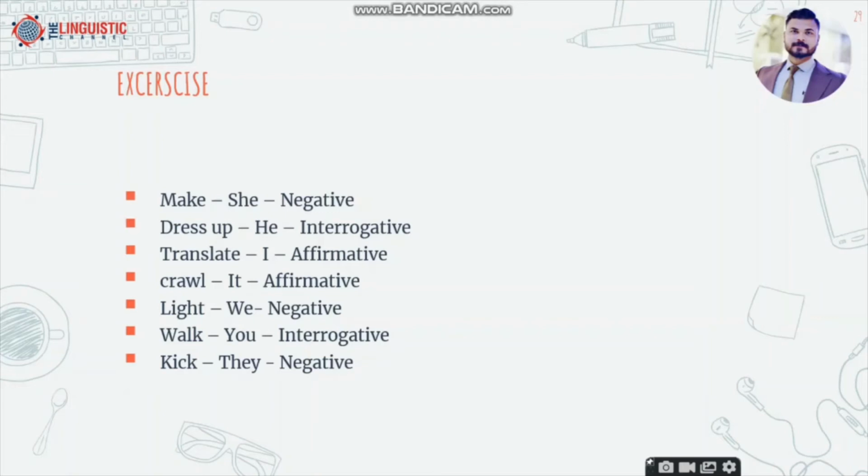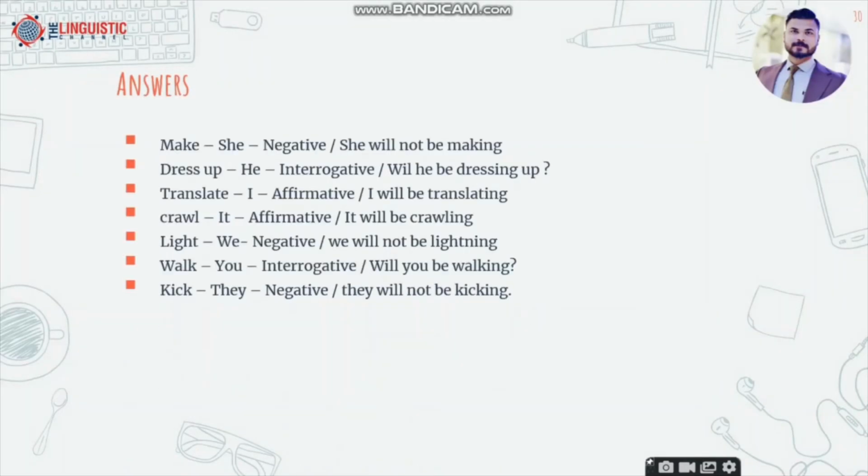Perfect. I think, I hope, I expect that you have made the sentences nicely. So let's go ahead. The answers are she will not be making. अब आप अपनी मर्जी से इसमें ऑब्जेक्ट लगा सकते हैं. मैंने सिर्फ इसको वहाँ तक कंप्लीट किया जहाँ तक मैंने कहा था. Will he be dressing up? I will be translating. It will be crawling. We will not be lightning. Will you be walking? They will not be kicking, right?